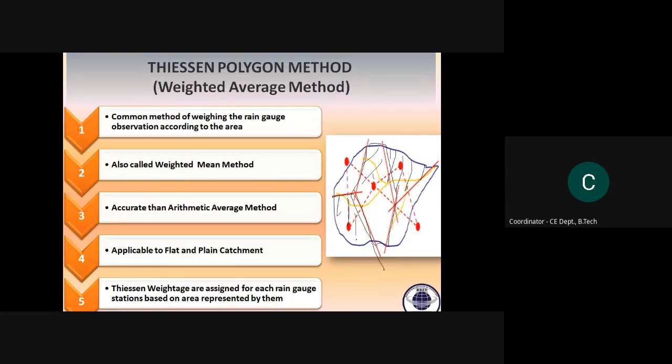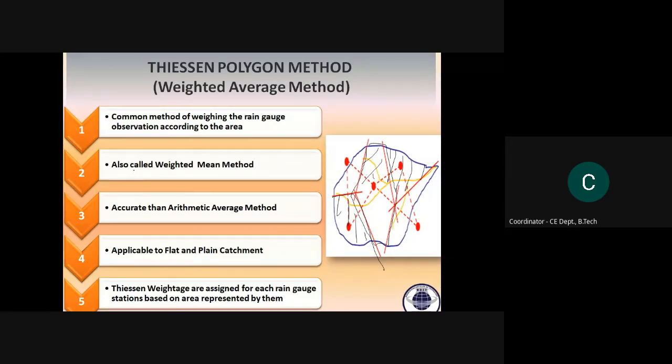So here we are weighing the rain gauge observations according to the area, because rainfall may vary area-wise also. That's why here we are considering the area.